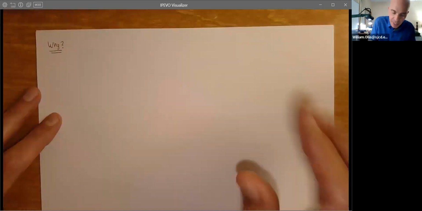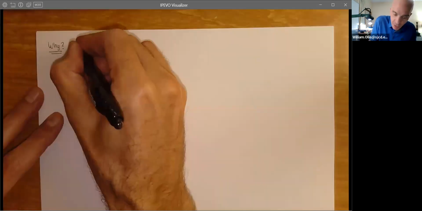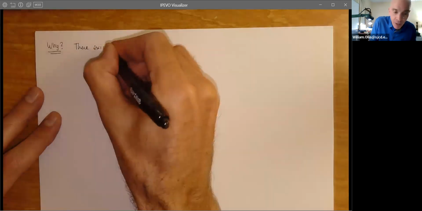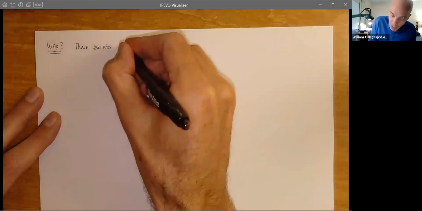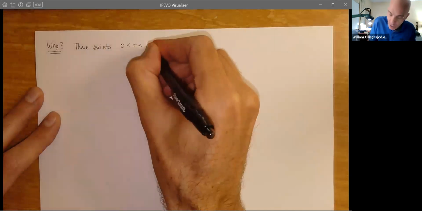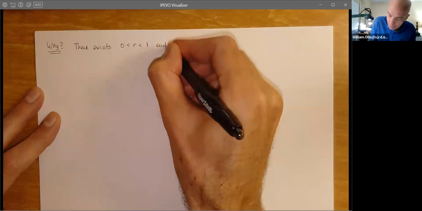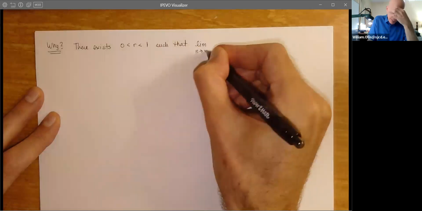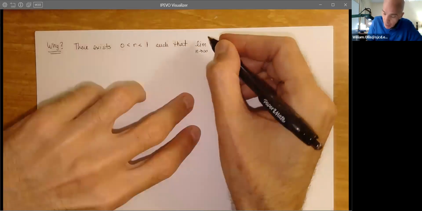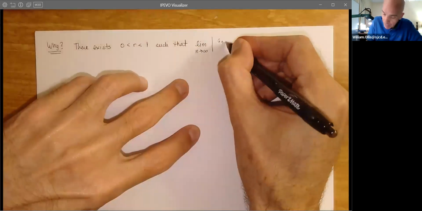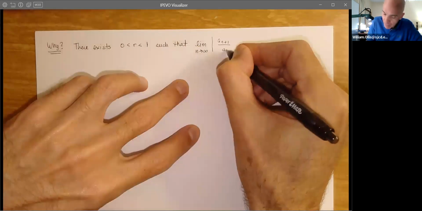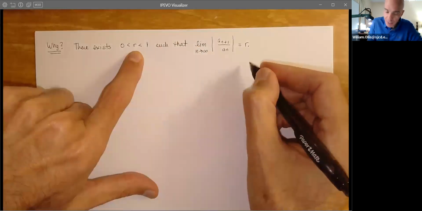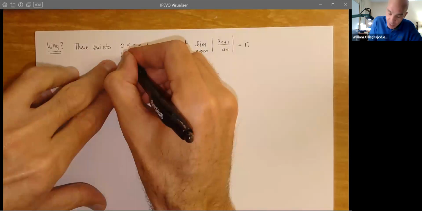So now what we're going to do is this. I'll just say, there exists, it'd be a little bit more formal in my writing, there exists an r between 0 and 1 such that the actual limit, in this case, as n goes to infinity, of a sub n plus 1 divided by a sub n equals r. Okay, so that's a fixed real number right there. Because it's a limit, it's unique, so this is fixed.